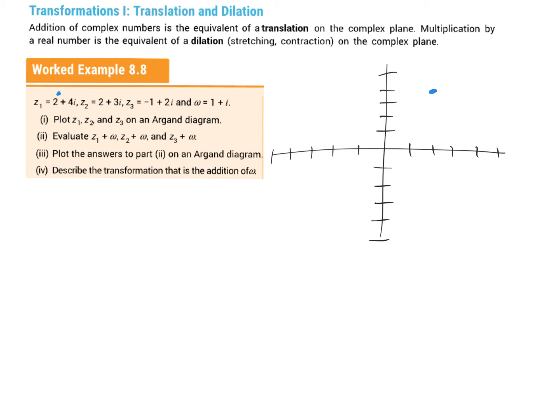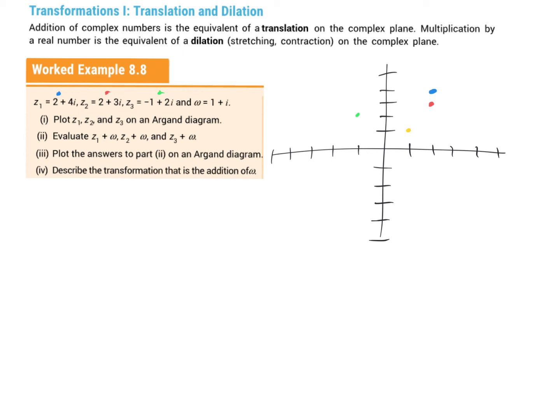Next one I'll do in red, which is 2 plus 3i. So 2 plus 3i is just underneath it, which is here. Okay, so that there is the red one. The next one is minus 1 plus 2i. I'll do that in green. So minus 1 plus 2i. I'll just show you how that works out. So minus 1 plus 2i. Yeah, so that's the green one. I'll just label that one for you now. And then we have w, which is 1 plus i. And 1 plus i, I'll do that in yellow, is here. Okay, so hopefully you can see that all those have been plotted.